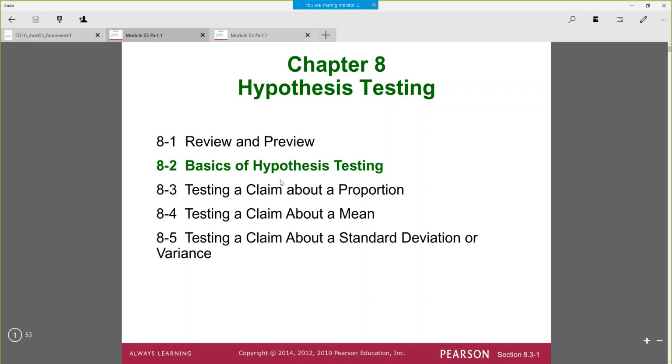We're going to be looking at 3 types of testing: one for the proportion, one about a mean, and one for the standard deviation. So these are the parameters we'll be looking at. But first, let's cover the basics of hypothesis testing.